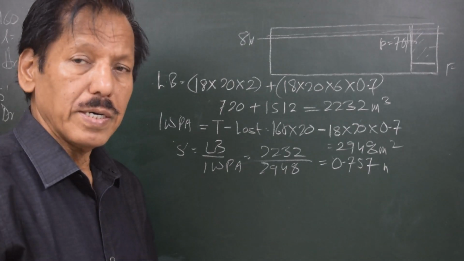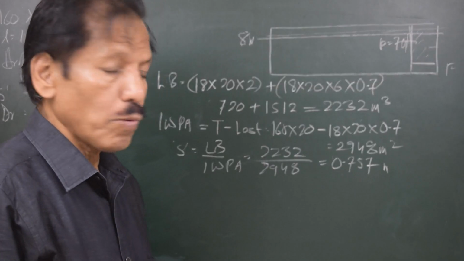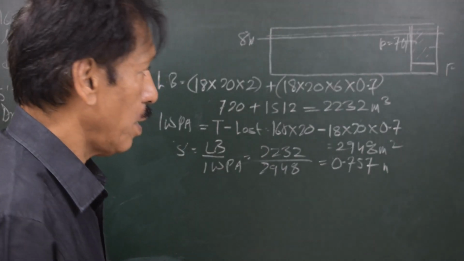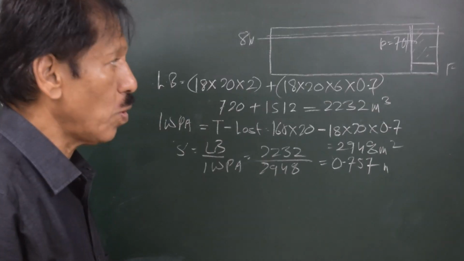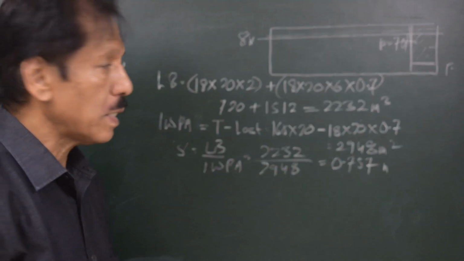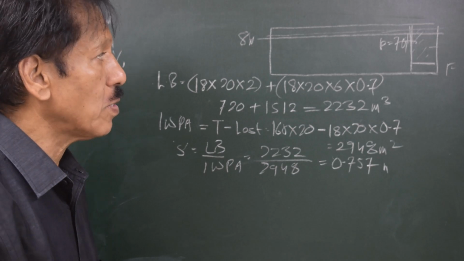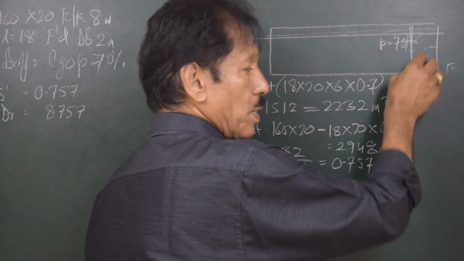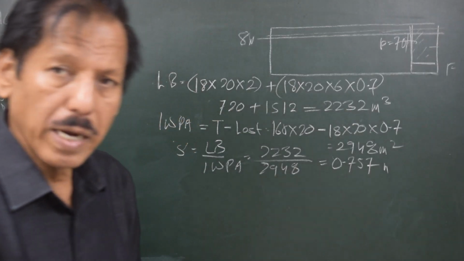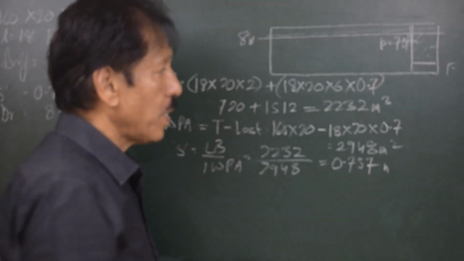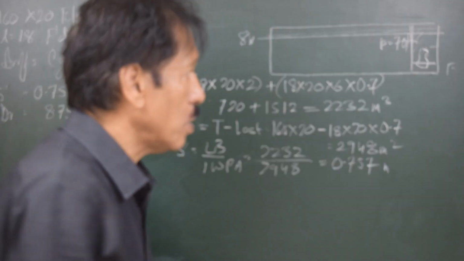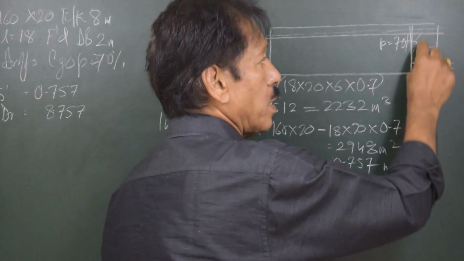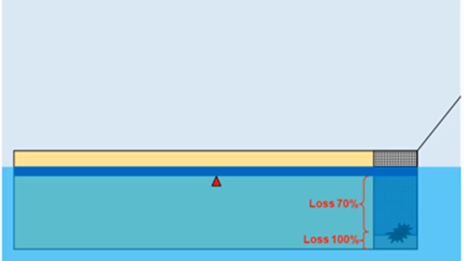Otherwise, in this particular question, if we had to find out KB, we would have found KB by moments, because KB would not be half of the final draft, because the damage is not vertically uniform. This is a typical example that in a box vessel the damage is not vertically uniform, because here the damage is 100%, here the damage is only 70%.